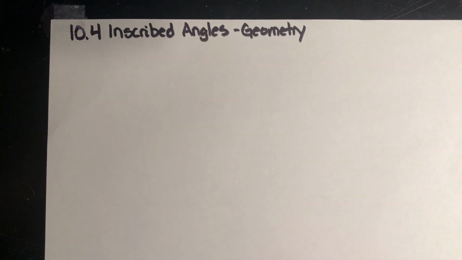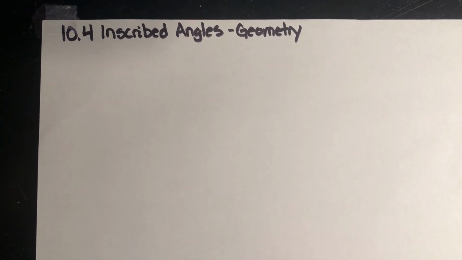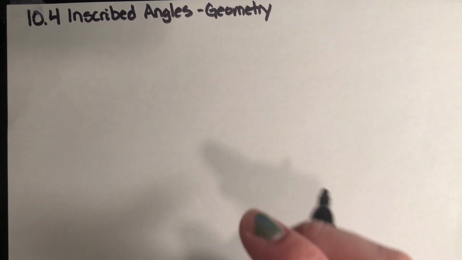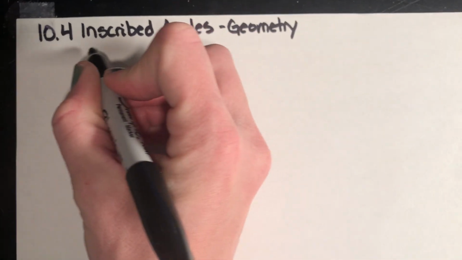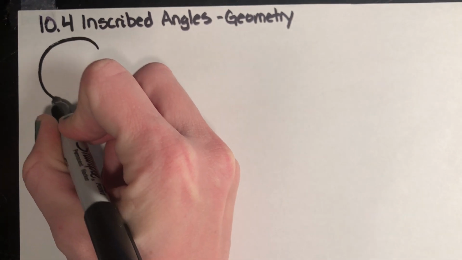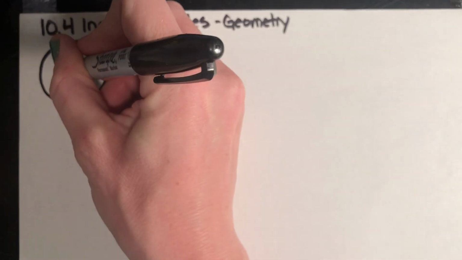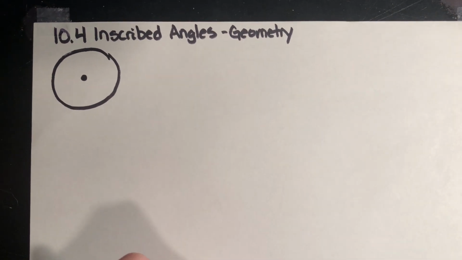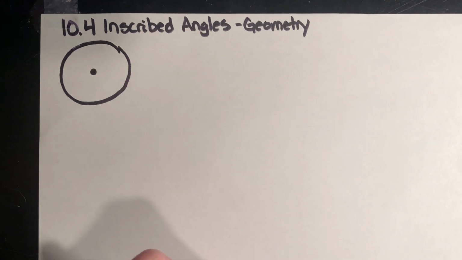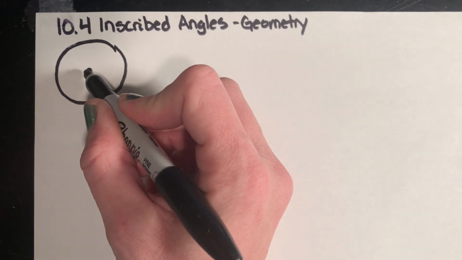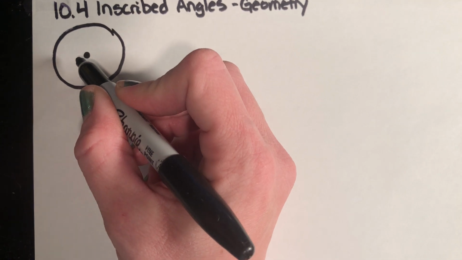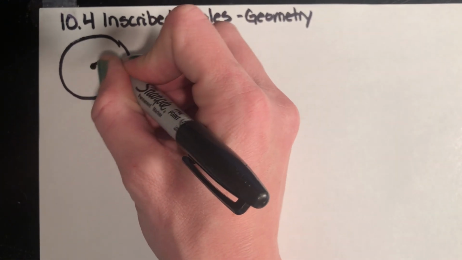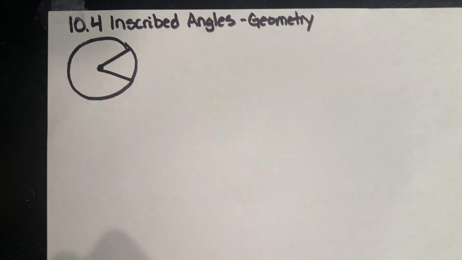Hi folks, we're going to be doing 10.4 inscribed angles for geometry. One thing we're going to go through is remember what a central angle is. If we have a circle right here, we have the center of the circle. A central angle has a vertex in the center of the circle and sides that contain radii of the circle. So a central angle might look like that.